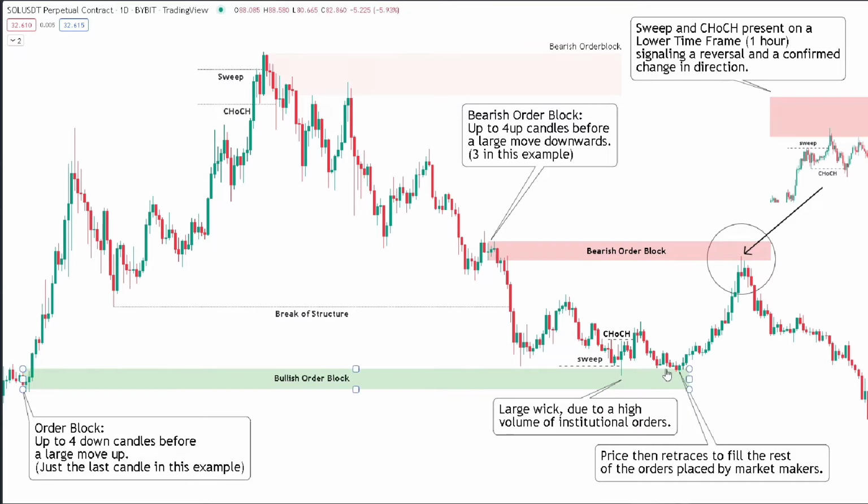So since all the institutions' orders did not get filled, they bring the price back down to fill up all of their orders before they move back up. And where do they move it? They move it back up into their bearish order block, right here.